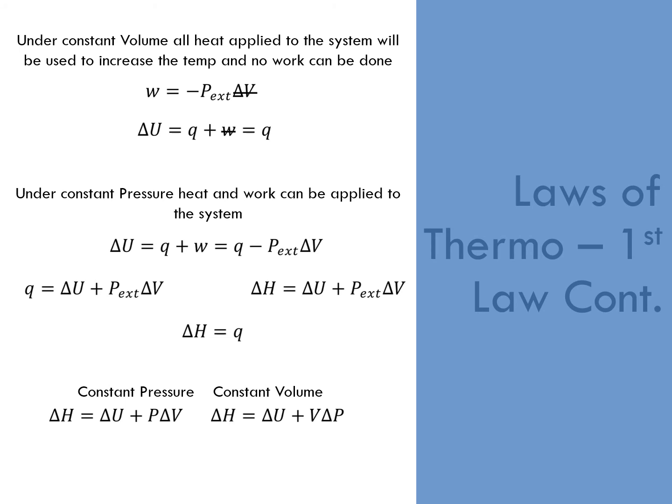Bringing this all together to help you solidify it in your brain: at constant pressure, delta H is equal to delta U plus P delta V. And then at constant volume, delta H is equal to delta U plus V delta P.